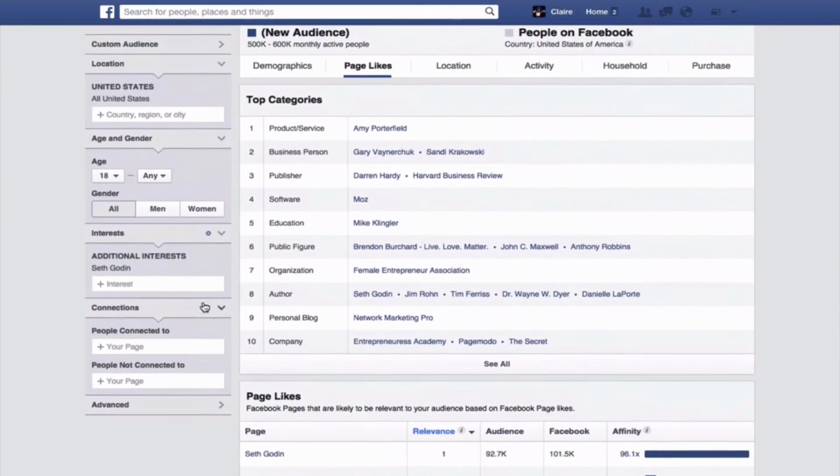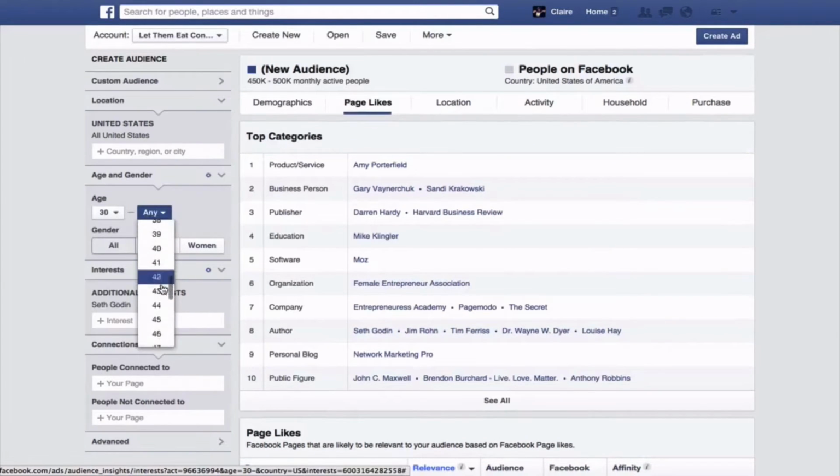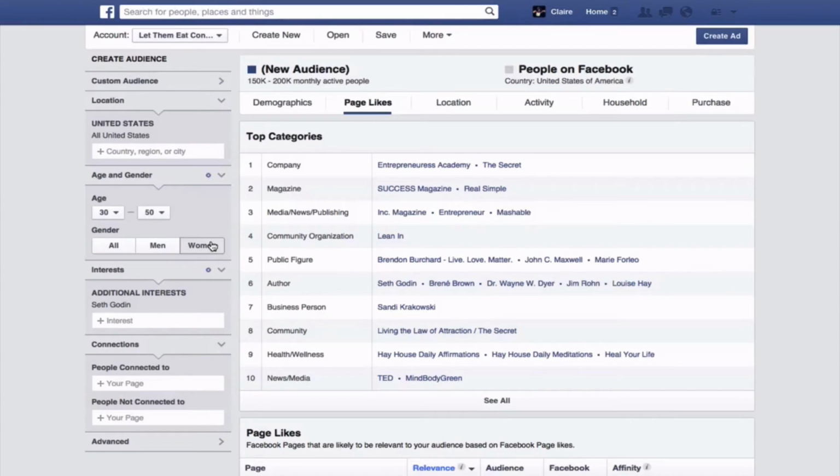So what if I want to get a little bit more specific about my people? I don't target 18-year-olds. I would probably go up to around 30 to 50-ish. Let's just say that. And in general, I target women. So look how things changed. You actually have a lot more interest categories that are more female specific, and that makes sense. So Success Magazine is still up there, but it's also paired with Real Simple, which, if you're familiar with, is a magazine that has, actually I'm not totally sure because all I have is the Real Simple Wedding edition, but it's certainly catered to women.